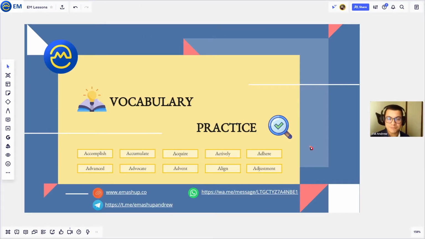Hello everyone and welcome to this vocabulary practice where we are going to learn all these 10 words. Please keep in mind that down in the comments below you will be able to find and download the PDF including all the content we are going to cover during this lesson.